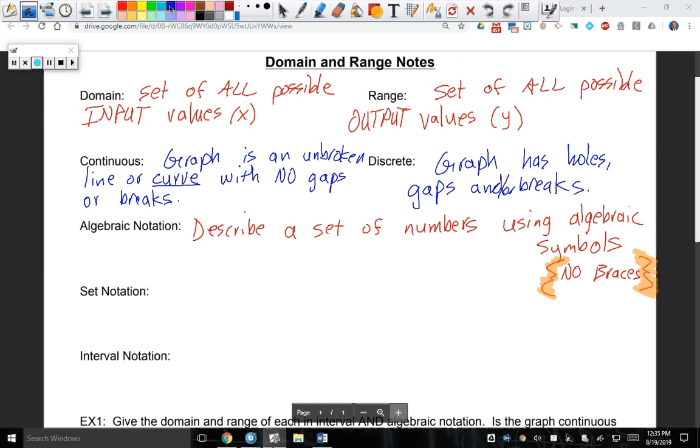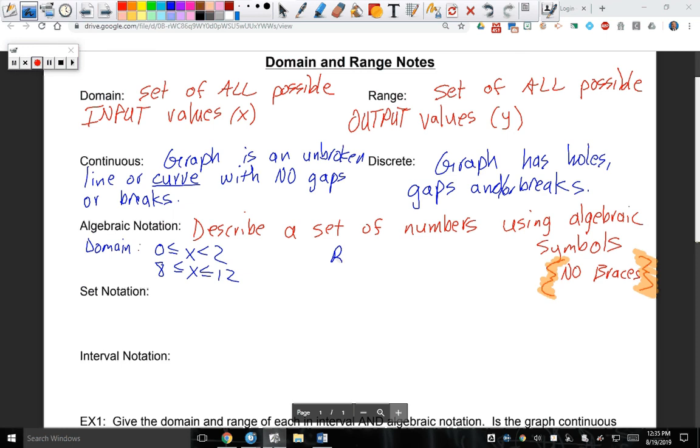I could say that the domain is between 0 and 2, where 0 is less than or equal to x, which is less than 2. Or you could also say like 8 less than or equal to x less than or equal to 12. These are just examples, guys, of a domain.